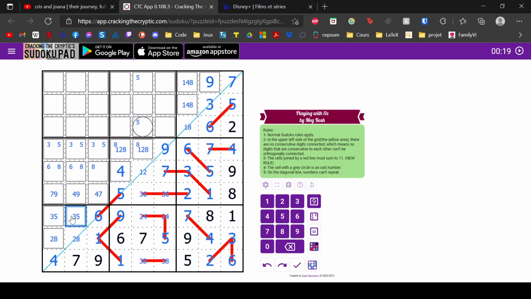Okay. Since that is a 3 or a 5, it has to be consecutive to a 4, so that's not a 4. That's a 9. That's the 4, and that's the 7. We have the 7 there. The 9 there. The 4 in one of those 3 places.